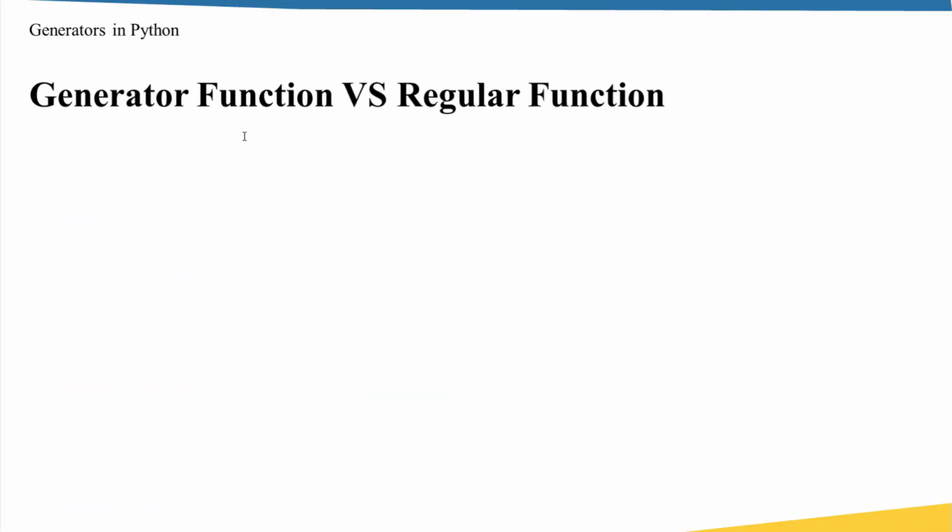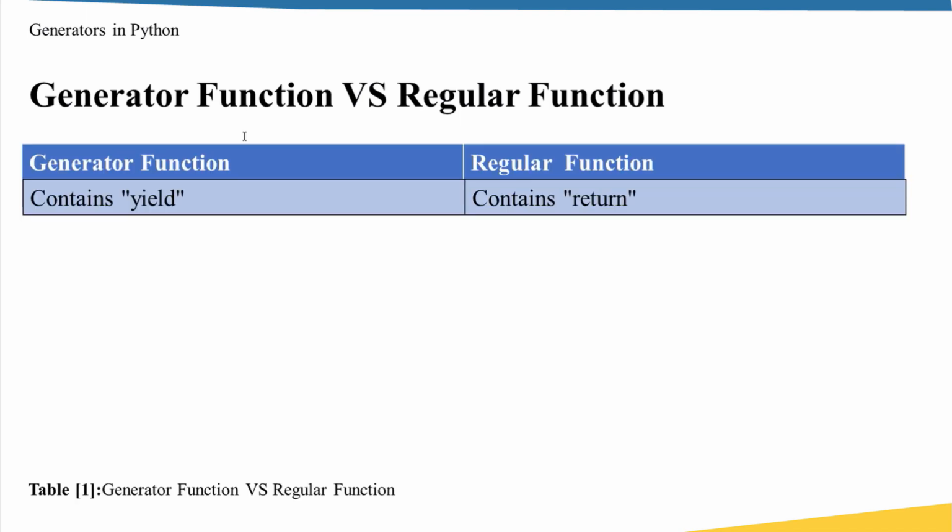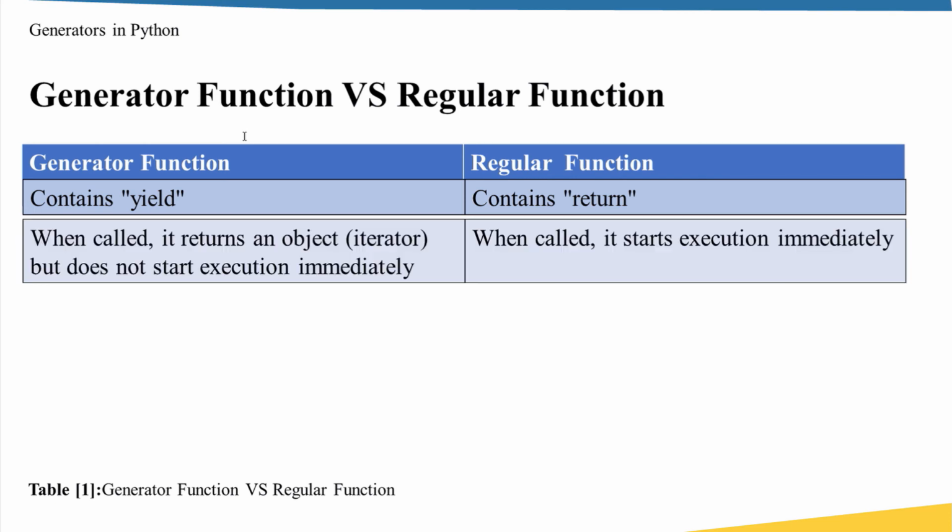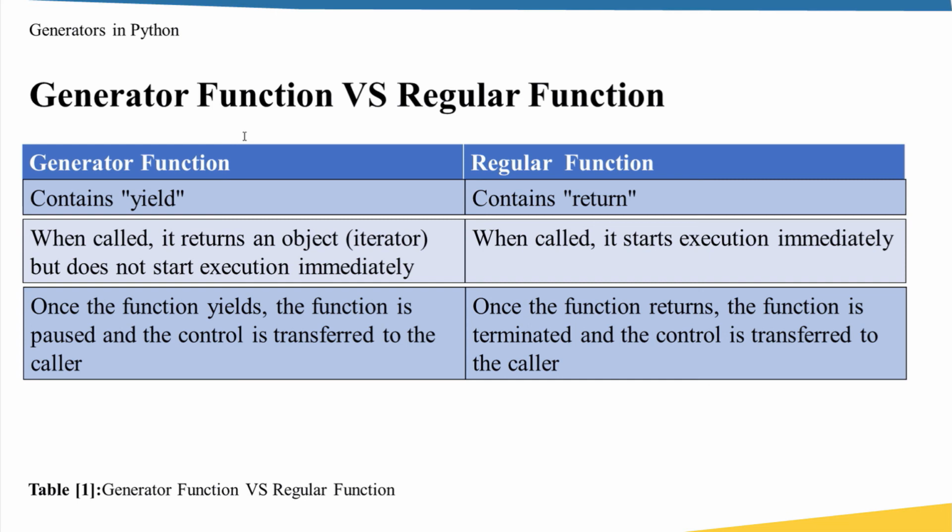Now let me compare a generator function and a regular function in more detail. First of all, in a generator function, we use yield to return a value, whereas a regular function uses return to return a value. When a generator function is called, it returns an object, which is an iterator, but does not start execution immediately, whereas when we call a regular function, it starts execution immediately. In a generator function, once the function yields, the function is paused and the control is transferred to the caller again.